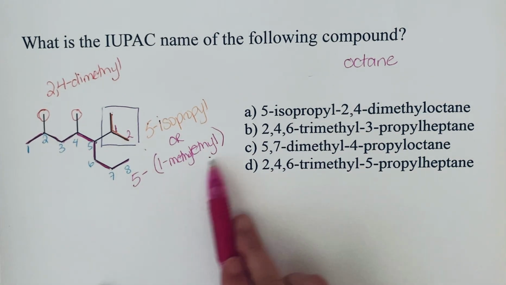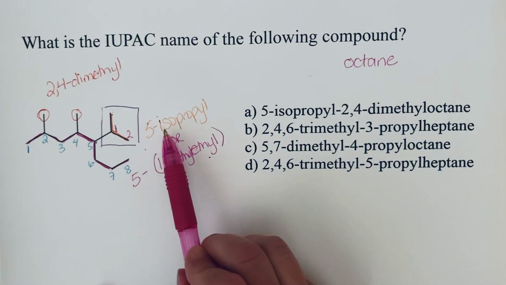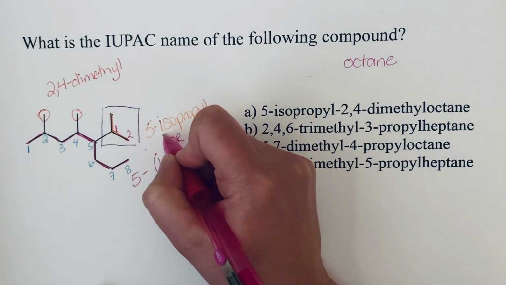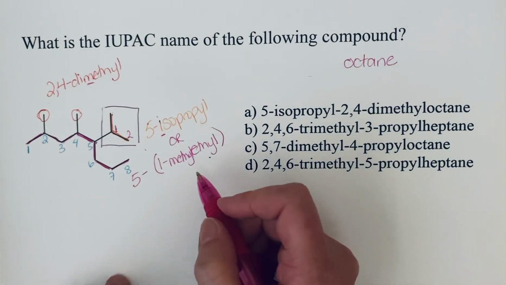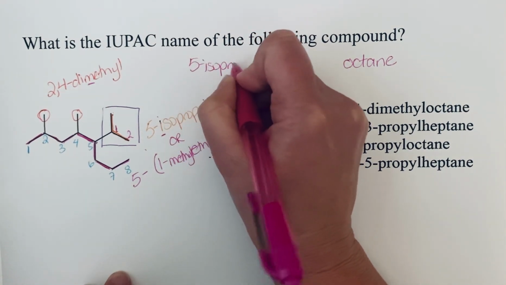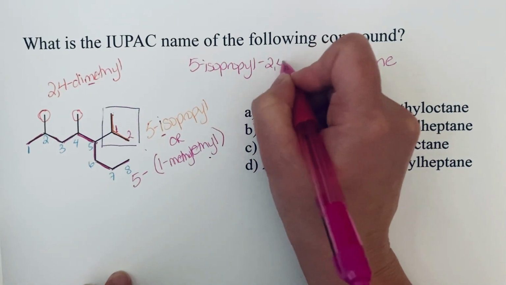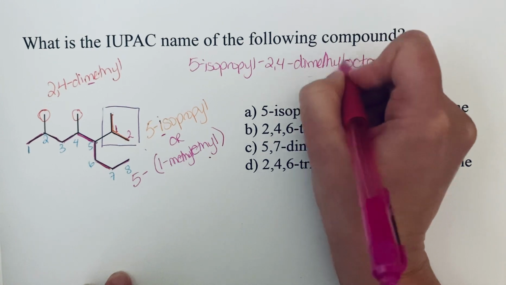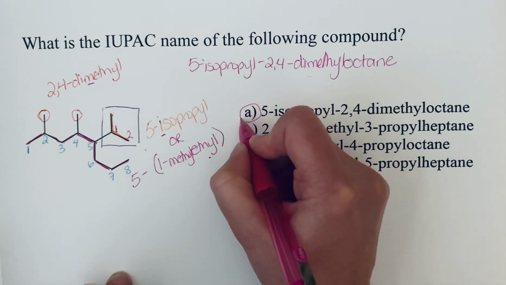Looking at our options, we don't see this sort of naming. We do see isopropyl. So if we want to put this name together, the dimethyl and the isopropyl, we alphabetize by I for isopropyl, M for dimethyl. So we'll put the 5 isopropyl first. So 5 isopropyl, and then we're going to put the 2,4 dimethyl. And it should run right into that parent chain named octane. And so we can see that that is option A.